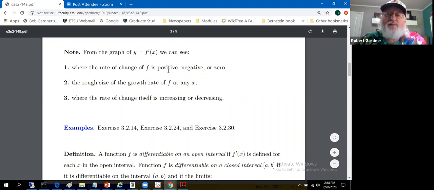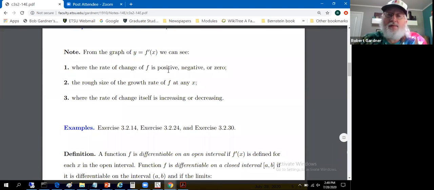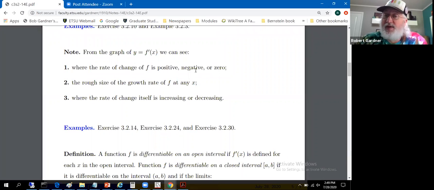Where the rate of change is positive, the function's increasing. Where the rate of change is negative, the function's decreasing. Where the derivative is 0, it has a horizontal tangent line. I expect that to mostly happen at individual points. That need not be the case, but that'll be the main case we'll see, horizontal tangent lines at single points when the derivative is 0.